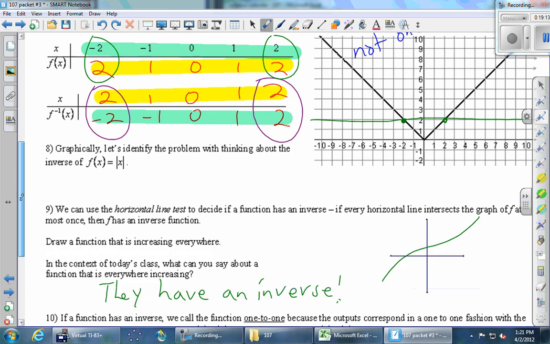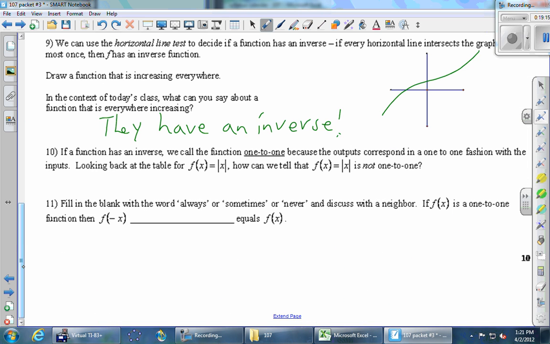All right, so we'll go to Eliza for 11. See if you can wrap your head around that. Take like 2 minutes to really think about whether that's sometimes, always, or never true. Come up with some examples at your table.